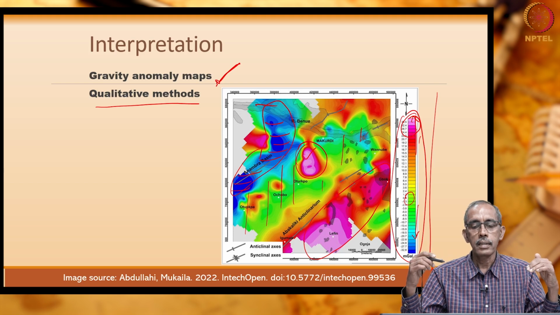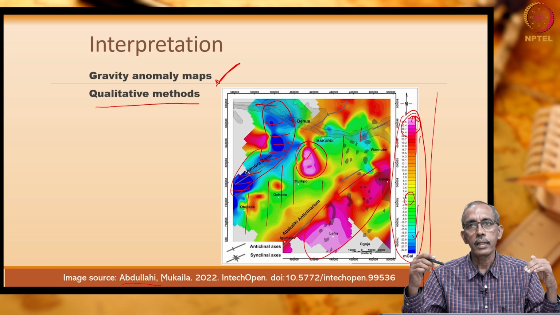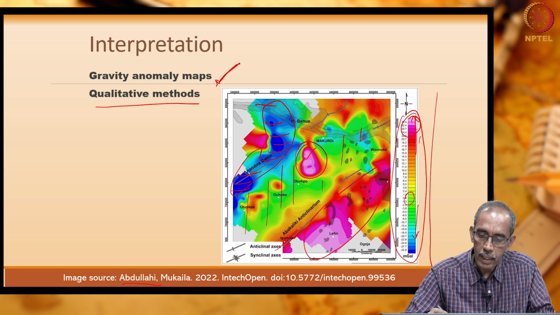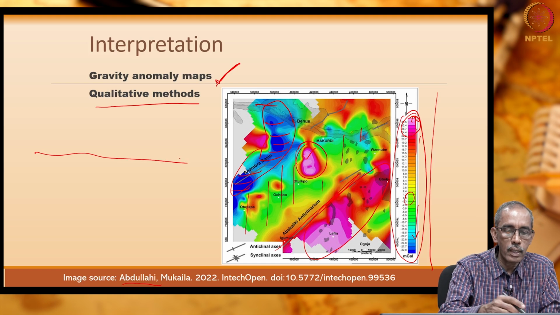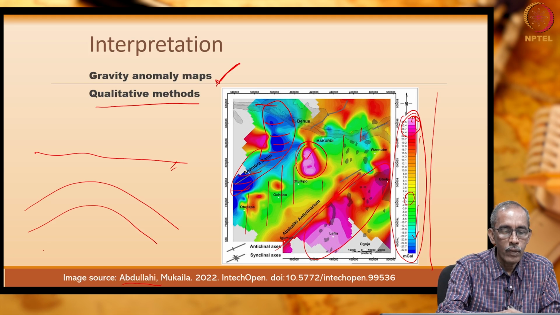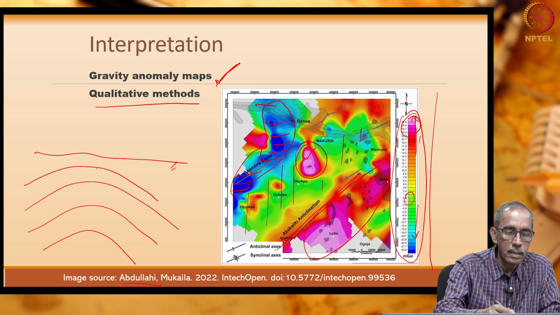Here these authors have made use of a gravity anomaly map to show how the gravity anomaly responds to a major anticlinal structure. An anticlinal structure is like beneath the surface of the earth. I am drawing a cross section. This is the surface of the earth. Beneath the surface of the earth, the formations are folded like this. So, this is called an anticline. The axis of this is something like this.